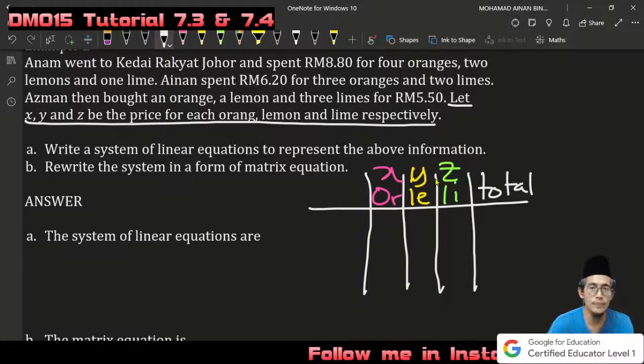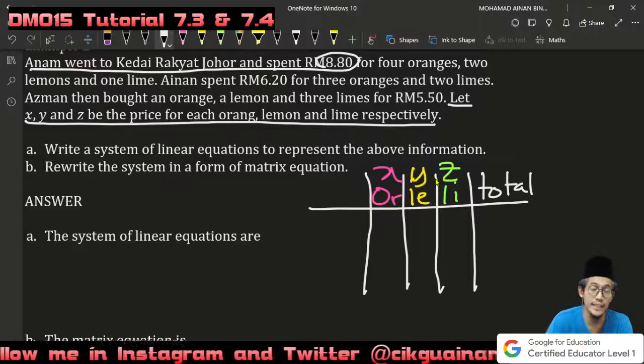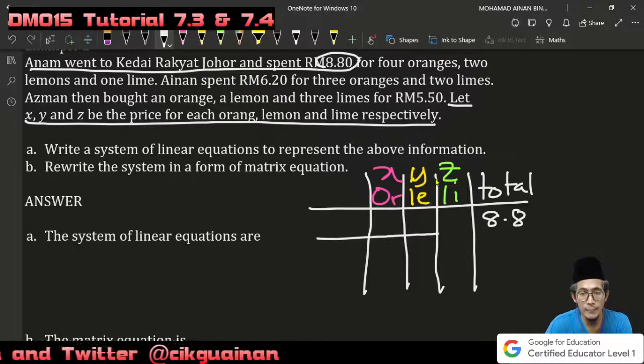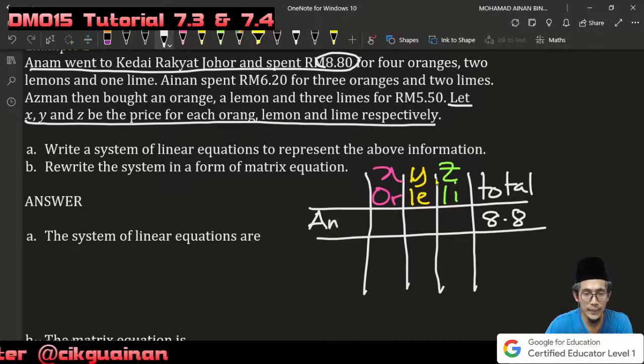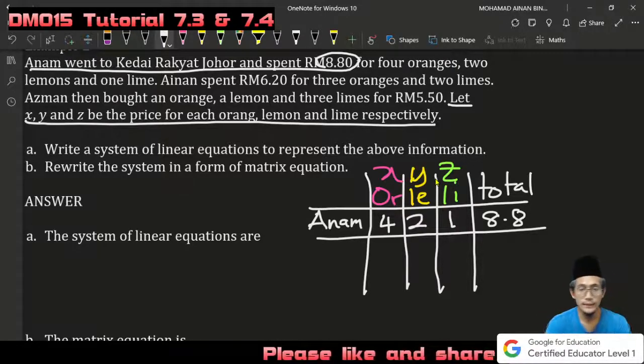Okay, because from the first sentence we know that Anam went to Kedai Rakyat Johor and spent RM8.80. So RM8.80, what did Anam buy? Anam bought 4 oranges, 2 lemons, and 1 lime. Okay, that was settled already.